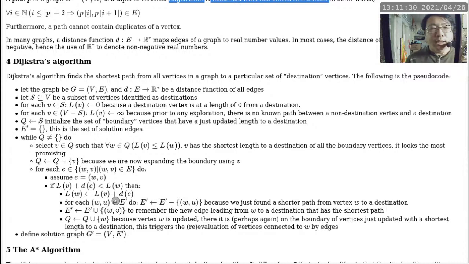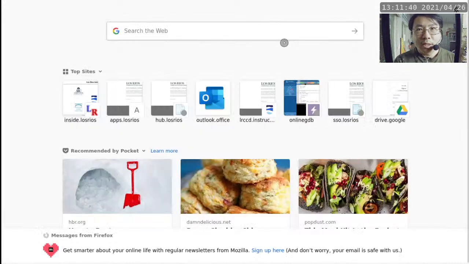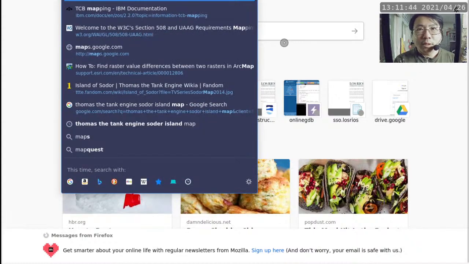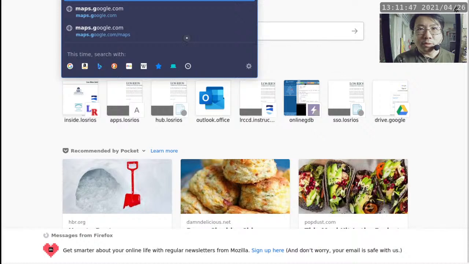Oh yeah, the graph that we are talking about here has nothing to do with the graphs in calculus classes. If you want to think about a graph in this case, one thing you can do is to just go to Google Maps.